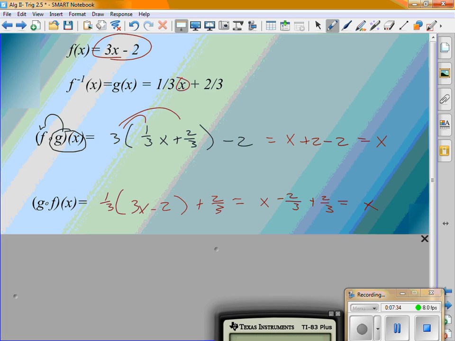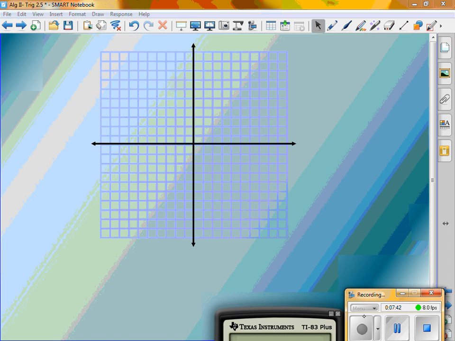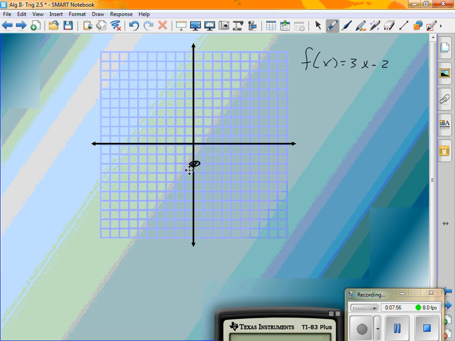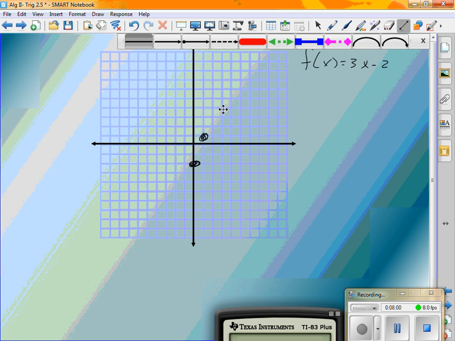That's not 0. This is 0 here. But you still have your x. We're going to graph both of these. The first, f of x, is 3x minus 2. If I graph this, down 2, I put my dot. Now I go up 3 over 1. That is my original function.